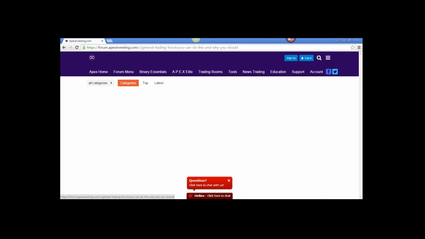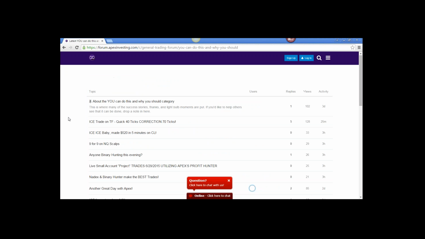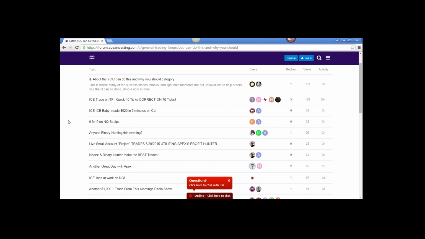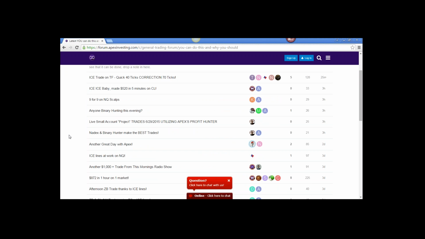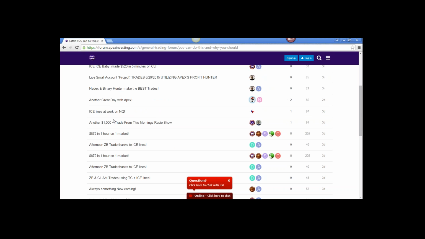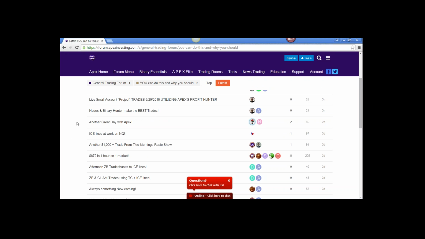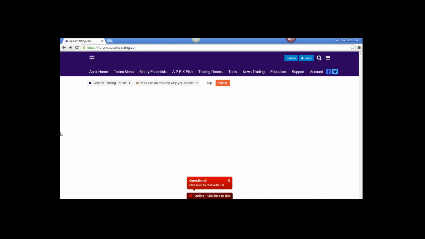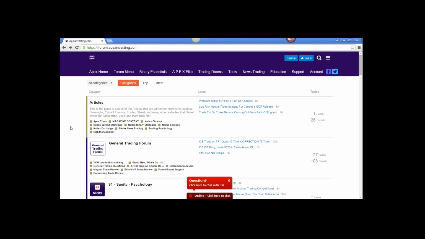This is where some of our traders in the rooms post their trades every day. Here's how I did today. Here's what I made today using this system. Here's what I did today on binary hunter trades. These are great trades to check out, and you see what other traders are doing, find out what systems they're using, and follow along. It might help you decide which system or strategy you prefer.